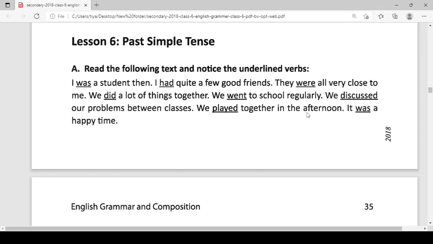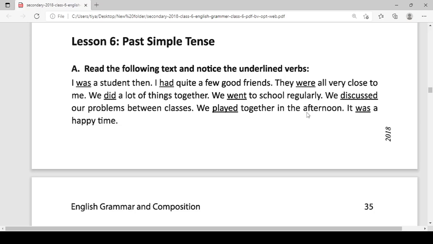I'm your teacher Mona, and today I'm going to discuss the past simple tense. In our previous lecture, we discussed the simple present tense, and now it's time to discuss the past simple tense. So what is the tense and what is the use of the past tense? I have already told you that past tense means we are talking about the past.